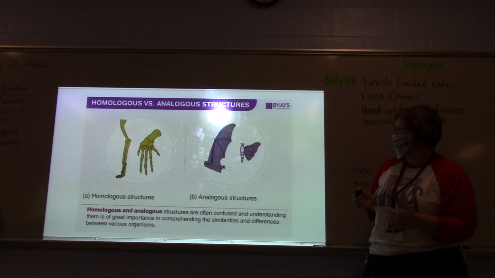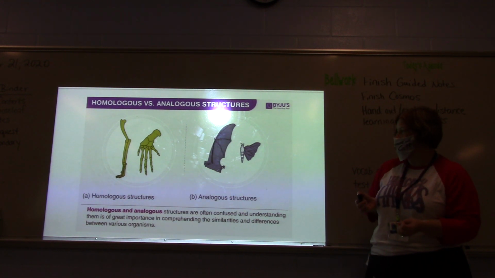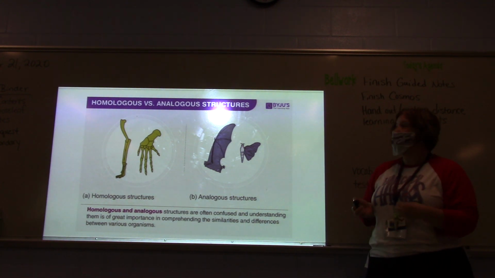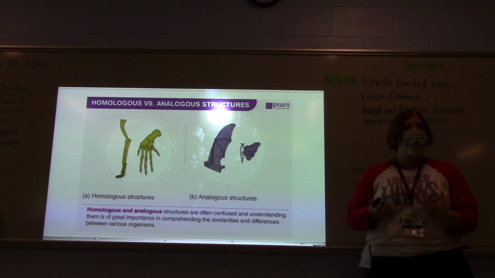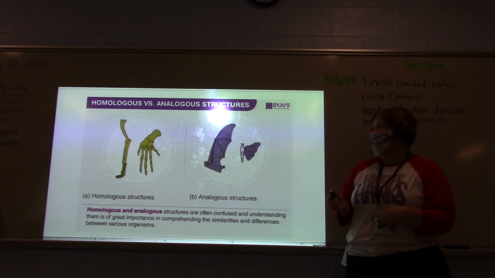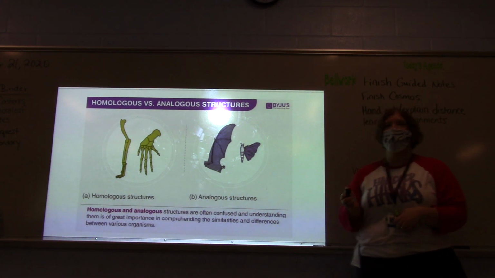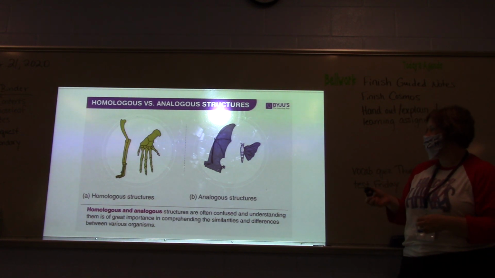All right, so here's just a little comparison again. Remember, homologous indicates common ancestry. They have the same structure, may have a slightly different function. Analogous structures indicate that they have a similar function, but not necessarily as closely related as the ones that have homologous structures.